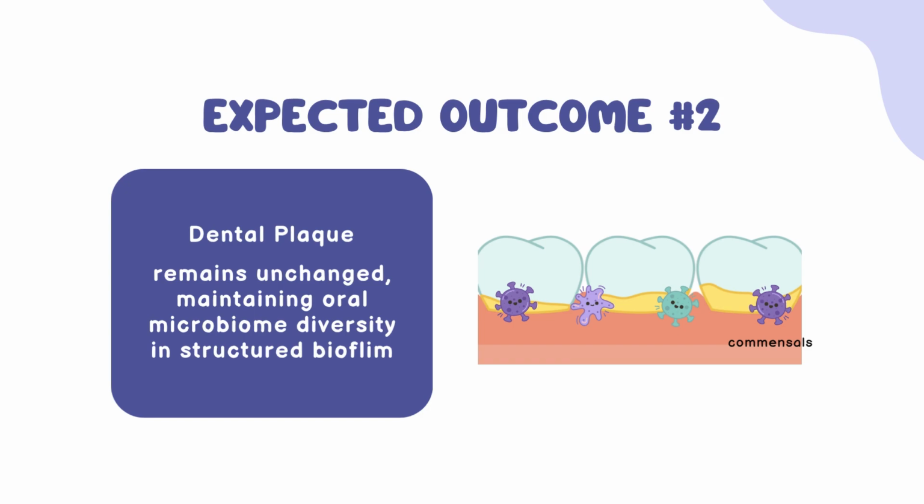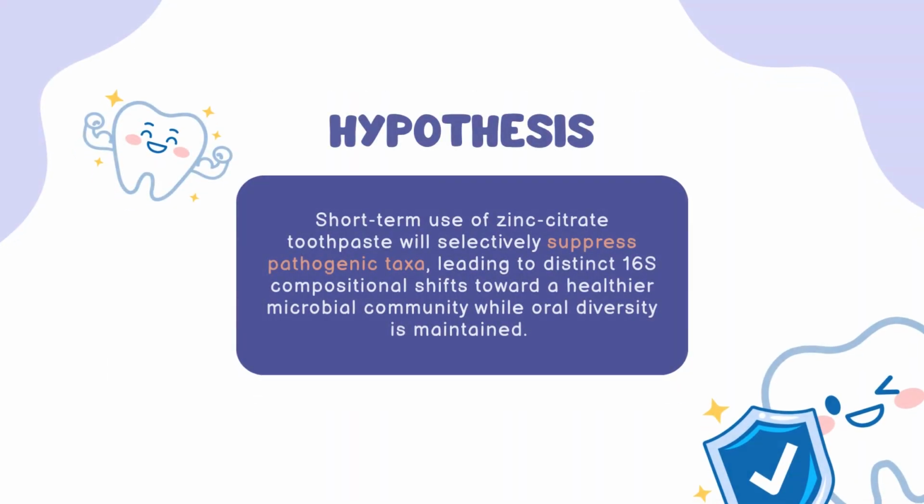Other outcomes such as inflammation, plaque coverage, and malodor reduction are anticipated but are quite difficult to quantify within our scope. Taken together, we hypothesize that the short-term use of zinc citrate toothpaste will selectively suppress pathogenic taxa, producing a distinct 16S compositional shift towards a healthier microbial community while preserving the oral diversity.